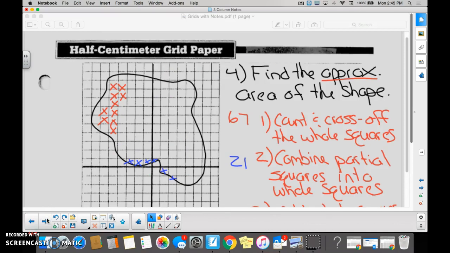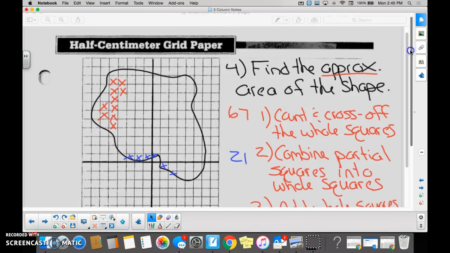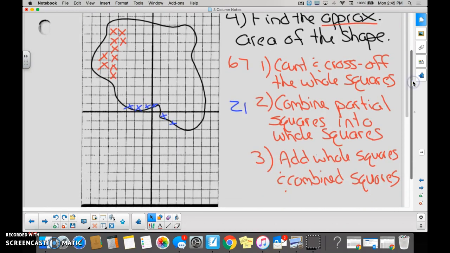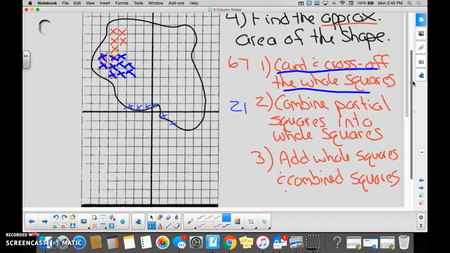Remember our process? Alondra, can you read step 1 for finding the area of a shape like this? What's number 1 say? You can just read it up here. So count and cross off the whole squares. 1, 2, 3, 4, 5, 6, 7, 8, 9, 10, and so on, right? Okay, we get 67, or we just guessed. But you would not guess, you would actually count them, right?